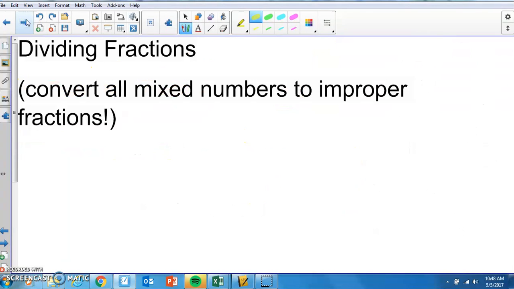Now dividing fractions. Dividing fractions is going to be very similar. So what I'm going to do is stop this video, and we're going to start fresh with the second video on dividing fractions.